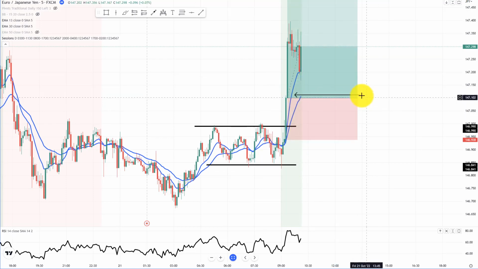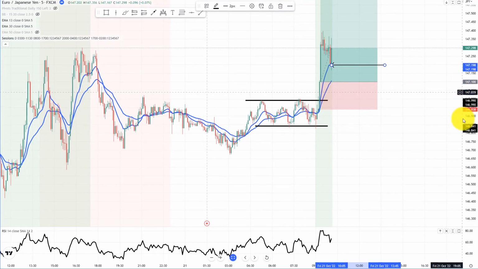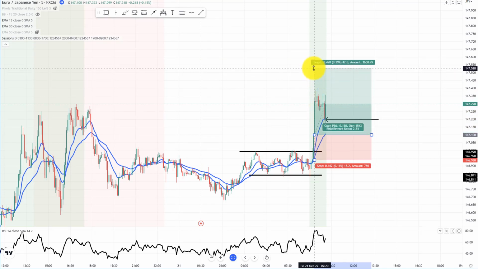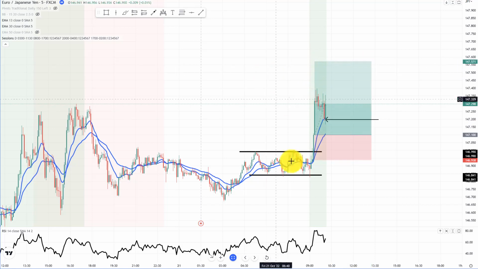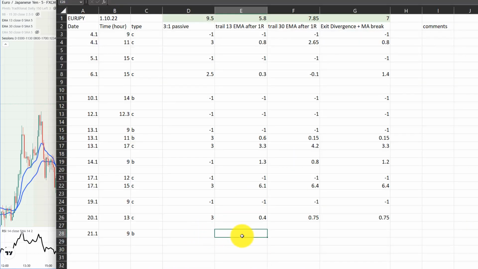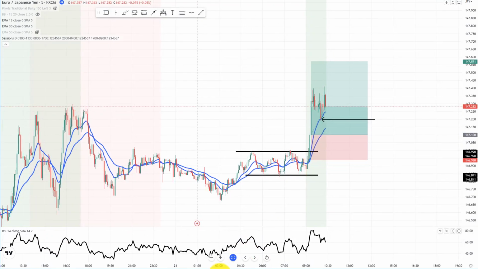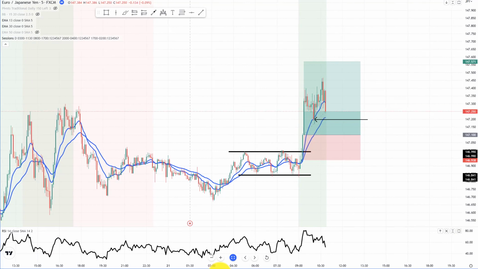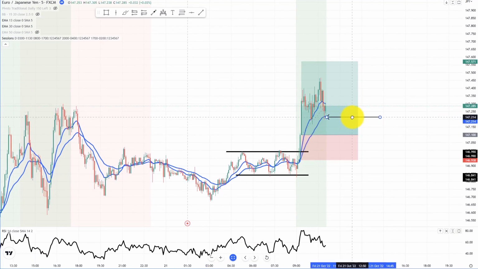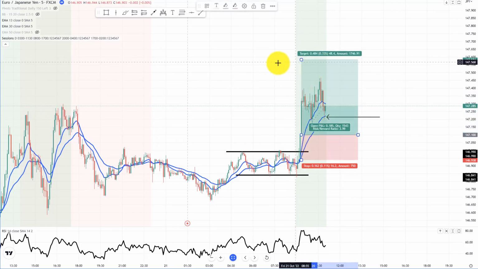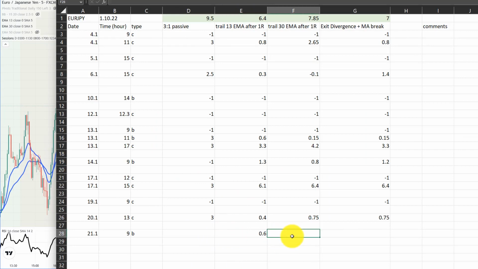Oops. Sorry. Give me a moment. 0.6 on this one. A win is a win. The other stop just now, this is 0.7, and the other one is still running.